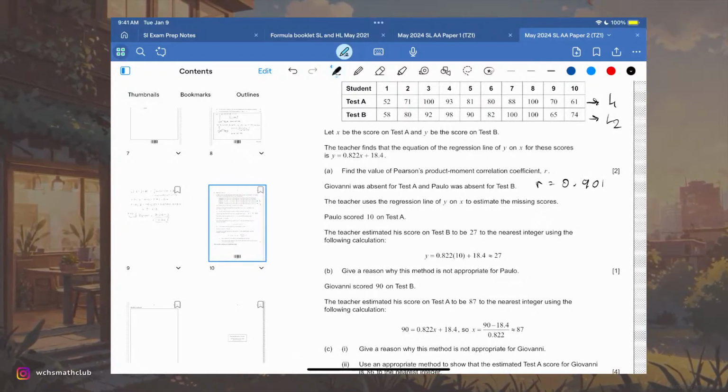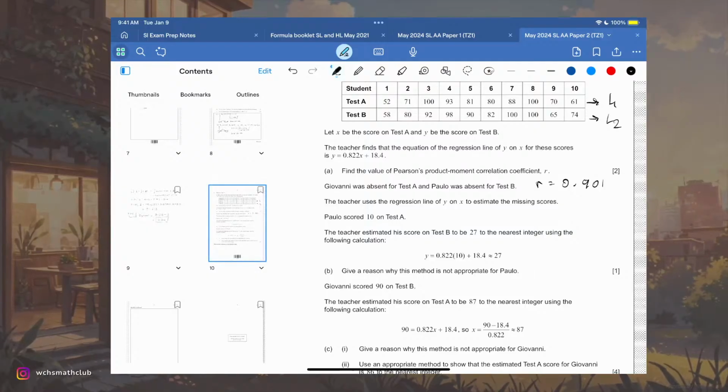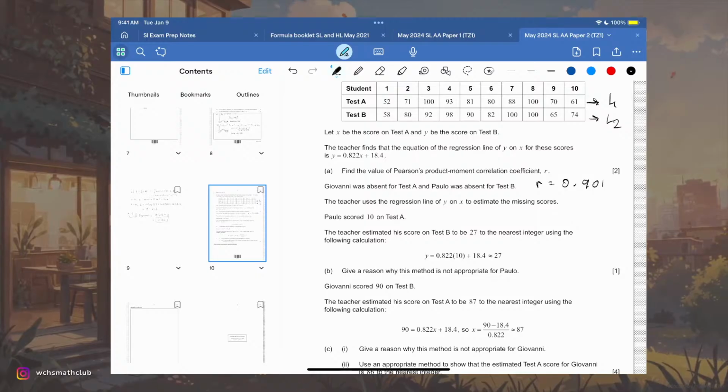0.901. So this is going to save you a lot of hassle and a lot of the math required to solve this manually. All you have to do is put everything into your calculator, press a few buttons, and this is the value that it gives you.